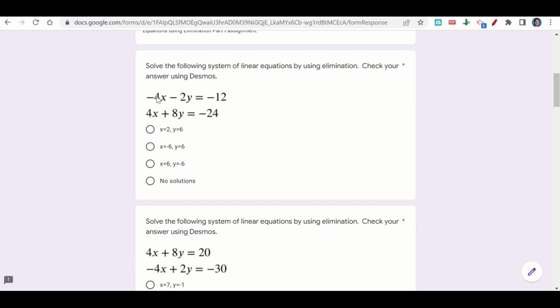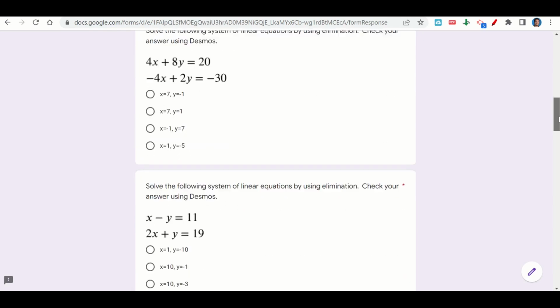So we have opposite coefficients here, so we know our x's are going to cancel, and we have negative 2y plus 8y is 6y, and negative 12 plus negative 24 is negative 36. So 6y is equal to negative 36. So we divide both sides by 6, we get y is equal to negative 6. So this one's not going to be the correct answer because it says y equals 6. This one says y equals 6, so it's got to be this one here. We can check it to make sure that it's not no solutions, but when we plug it back in, we'll see that this is the correct answer.